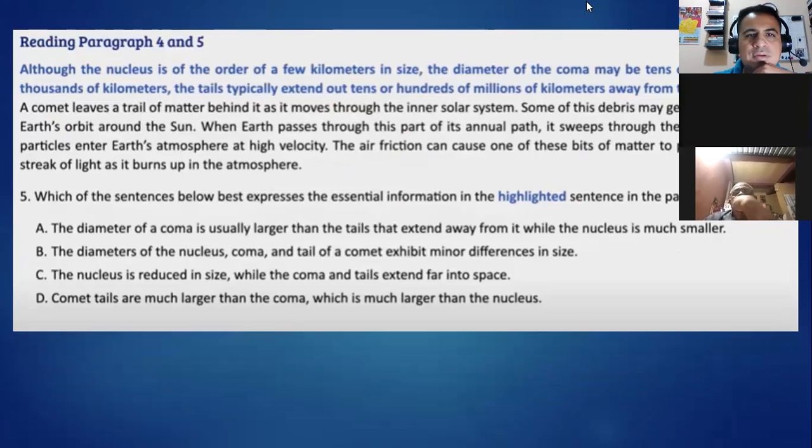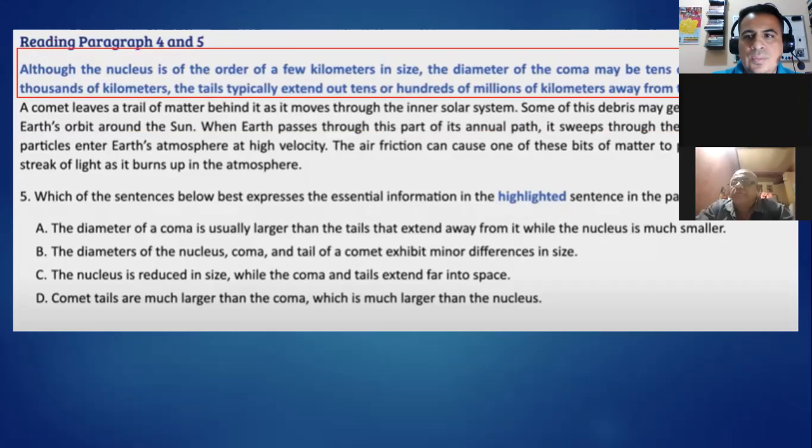So if you look here, the question, which of the sentences below best expresses the essential information in the highlighted sentence, okay? So look, I'm going to do skimming, I'm going to read the questions, and then I'm going to go back and scan. Now, en la parte de skimming, what do I have to look for there? The main idea, right? Skimming, estoy buscando the main idea, okay? That main idea is very important, right? Why is it important? Because it's going to be the essential information, okay?